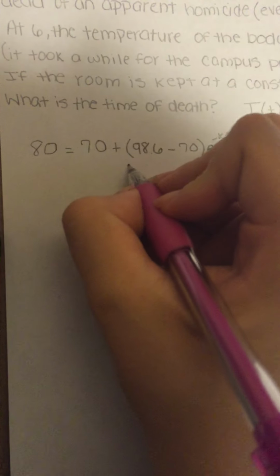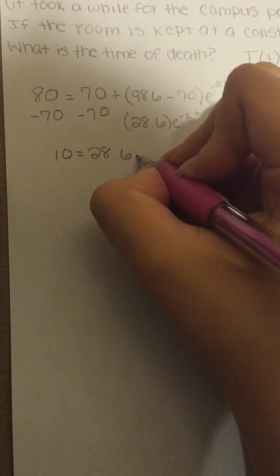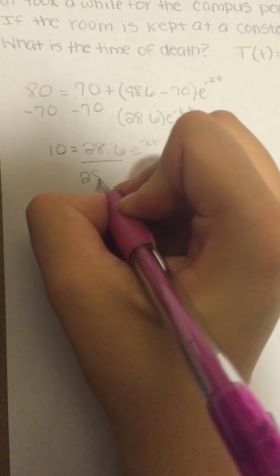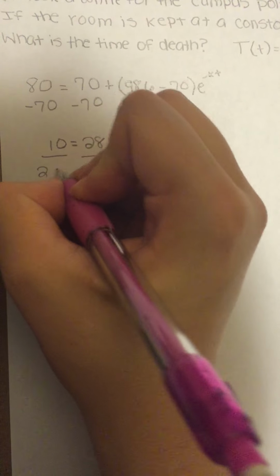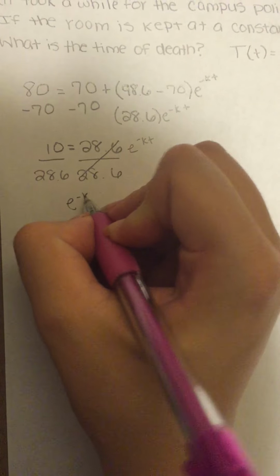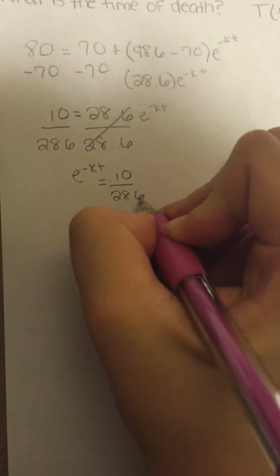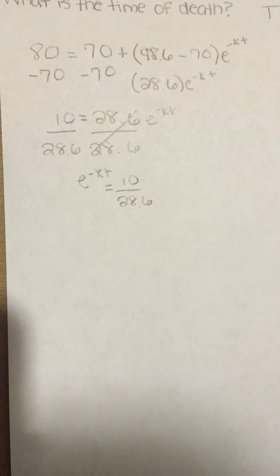I will start by subtracting what's inside the parentheses, which gives me 28.6. I will then subtract 70 from both sides, which leaves me with 10 equals 28.6 e to the negative kt. I will divide both sides by 28.6. That cancels out, which leaves me with e to the negative kt equals 10 over 28.6. And I will use this equation for a later purpose.